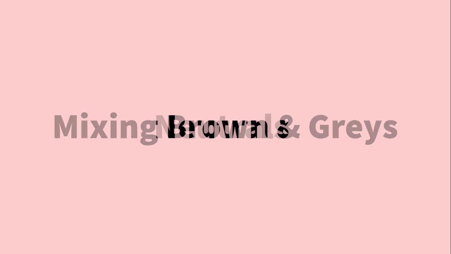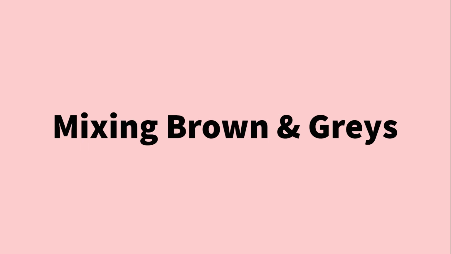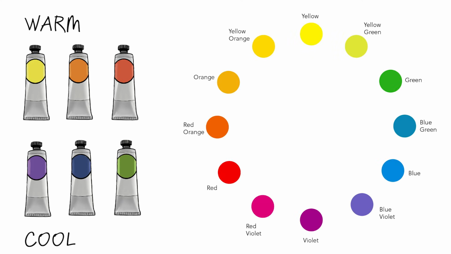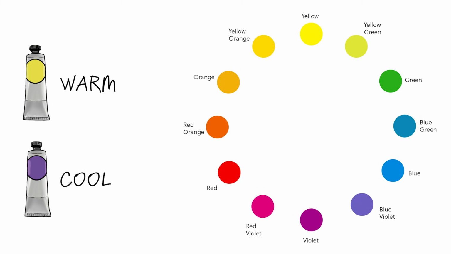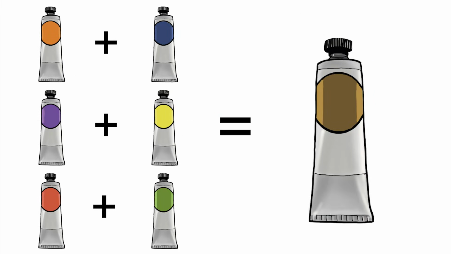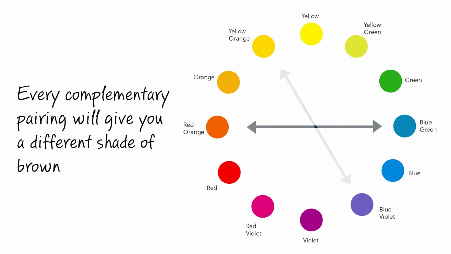Neutrals. Mixing browns and greys, the power of opposite colours. Number 1, brown. Opposite colours or complementary colours sit opposite each other on the colour wheel. One is always warm and one is cool. For example, yellow would be warm, purple would be cool. When you mix opposite colours together, you will get a brown. Every complementary pairing will give you a different hue of brown.